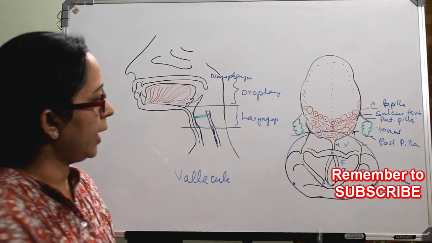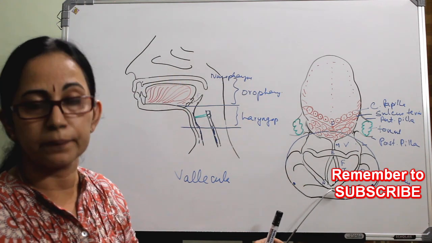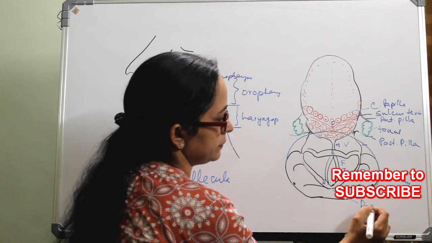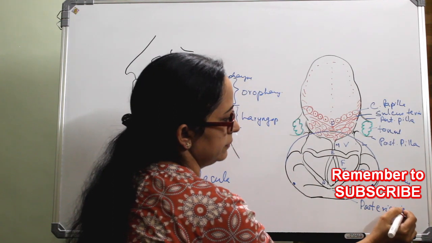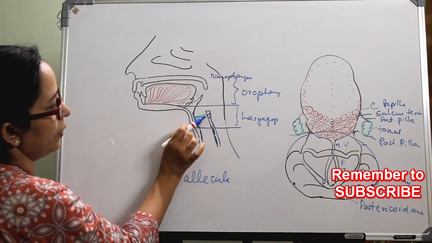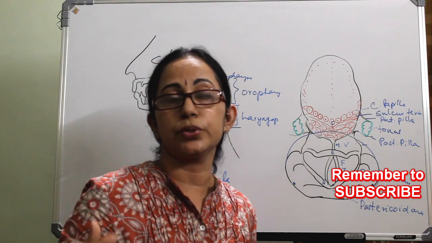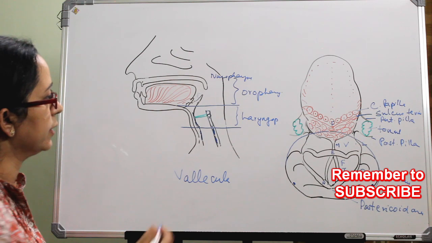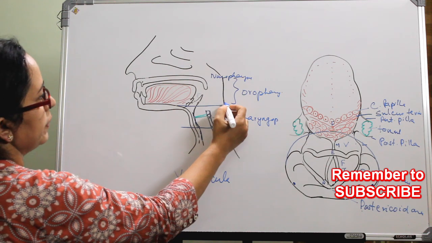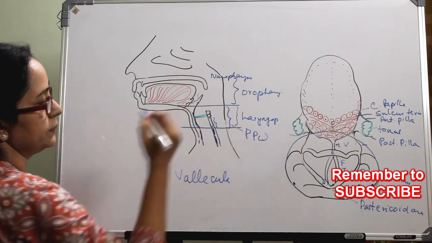Okay, and posterior to the posterior surface of the arytenoid comes the postcricoid area. In this picture, this part, from the lower border of the arytenoid up to the lower border of the cricoid, that is the area posterior to the posterior plate of the cricoid, is the postcricoid area. And from this part to this part is the posterior pharyngeal wall.